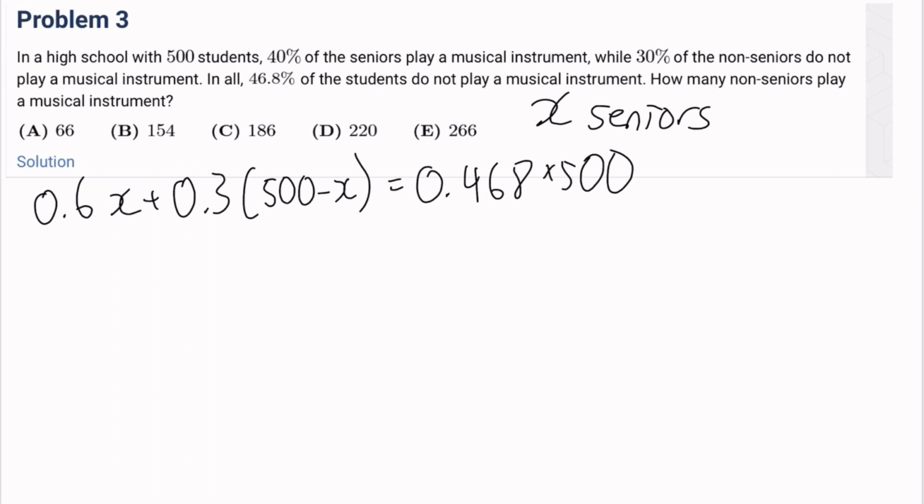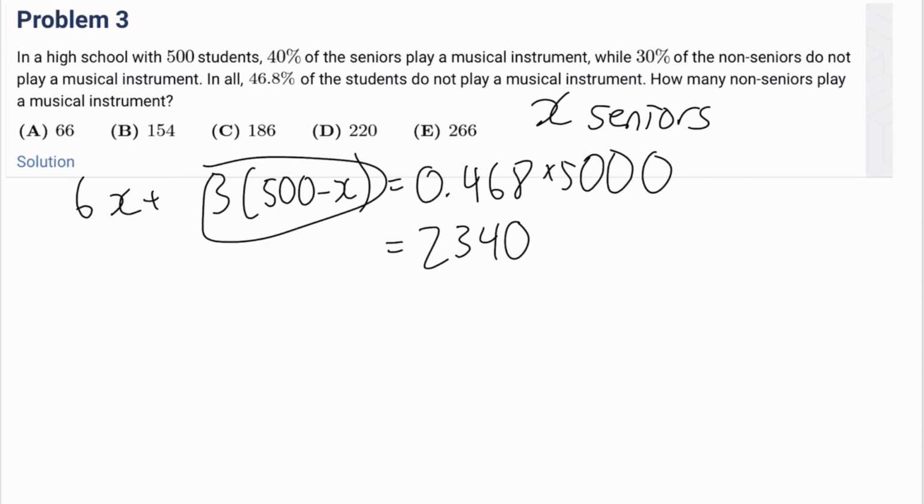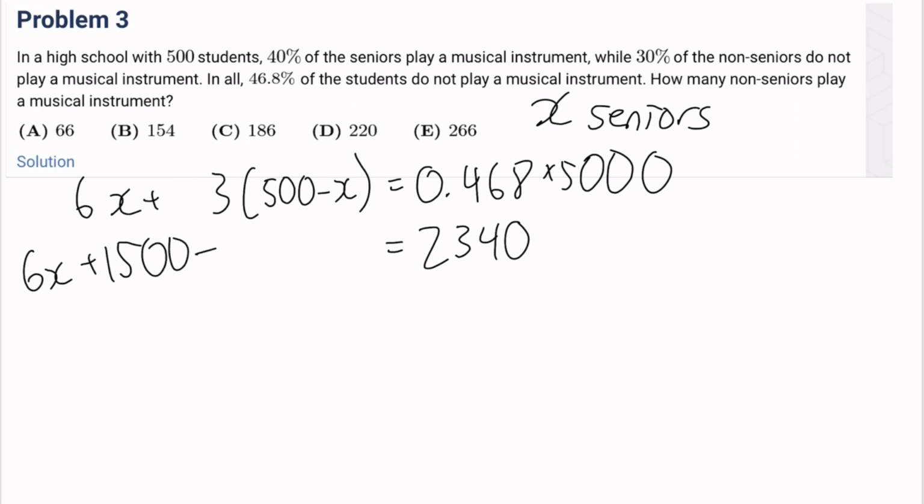And so this is equal to 500 is half of 1000, so this is equal to 200, and so that is equal to 234 students. If we multiply by 10 on the left side and the right side, we get rid of these two decimal places, and we add a 0 at the back. So if we expand this now, we get 6x plus 1500 minus 3x equals 2340, and so 3x equals 2340 minus 1500, which is 840. And so x will equal 260, right? No, 280, right?